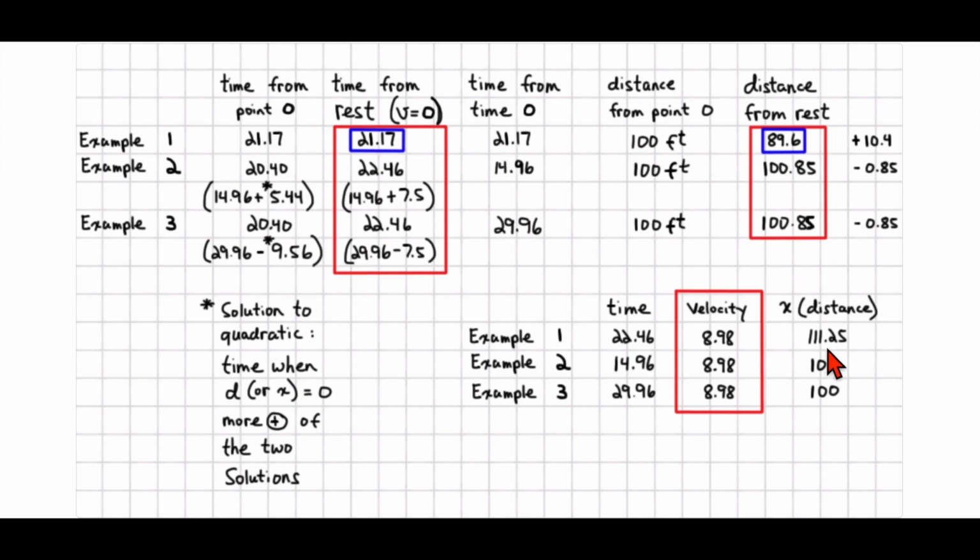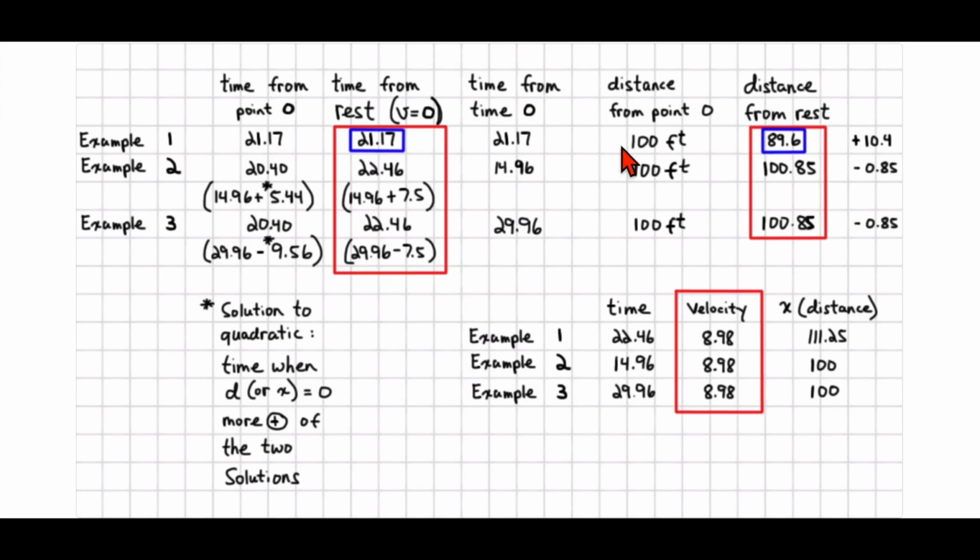That is 111 and 25 hundredths feet from point 0, 100 feet from point 0, and 100 feet from point 0 for example 3. The time it takes to get there is 22 and 46 hundredths seconds for example 1, 14 and 96 hundredths seconds. This is from time 0 for example 2, and 29 and 96 hundredths seconds again from time 0 for example 3. So beginning with distance from point 0, this is the distance that gets plugged into the distance equation for each of the examples to get the time that it takes when the timer starts.